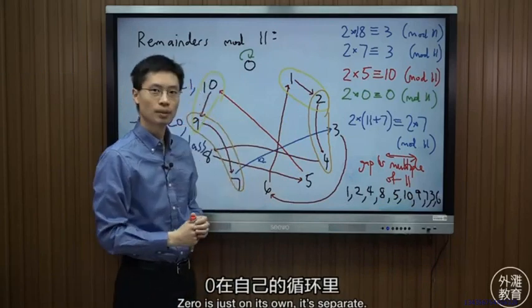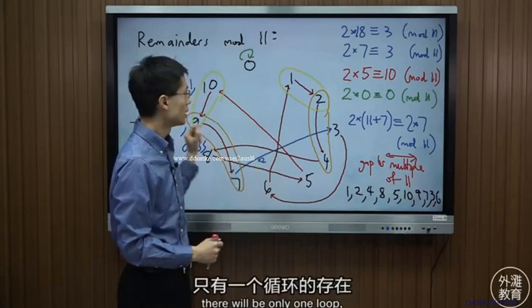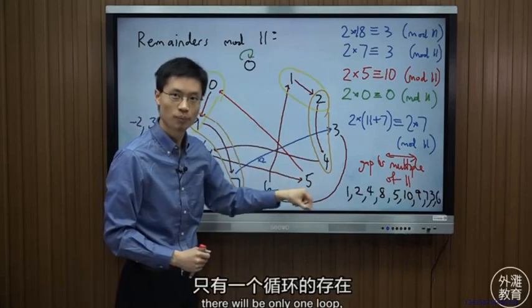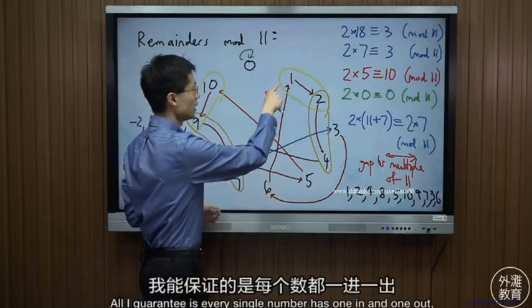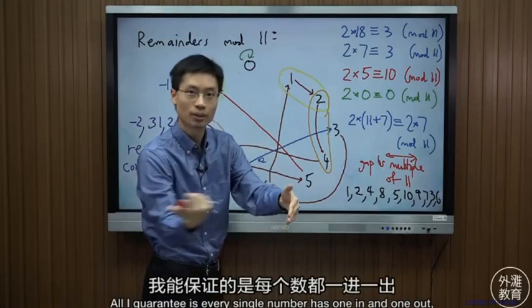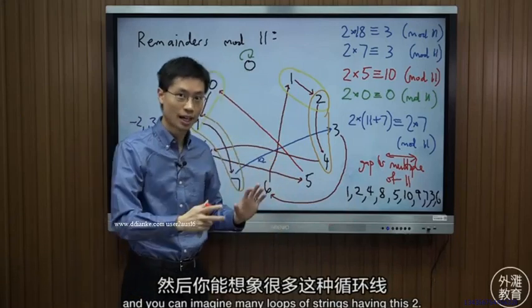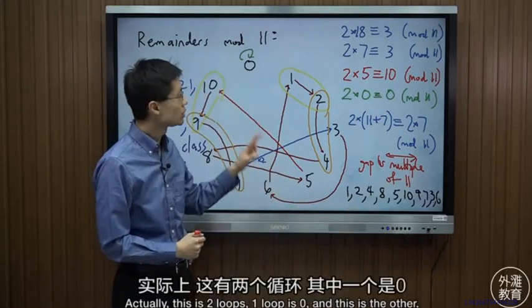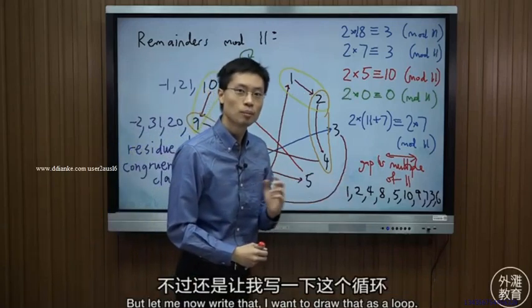It's separate. I do want to say, you're not guaranteed that it will be only one loop. It could be many loops. All I guarantee is every single number has one in and one out. And you can imagine many loops of string having this too. Actually, this is 2 loops. One loop is 0, and this is the other. But let me now write that.